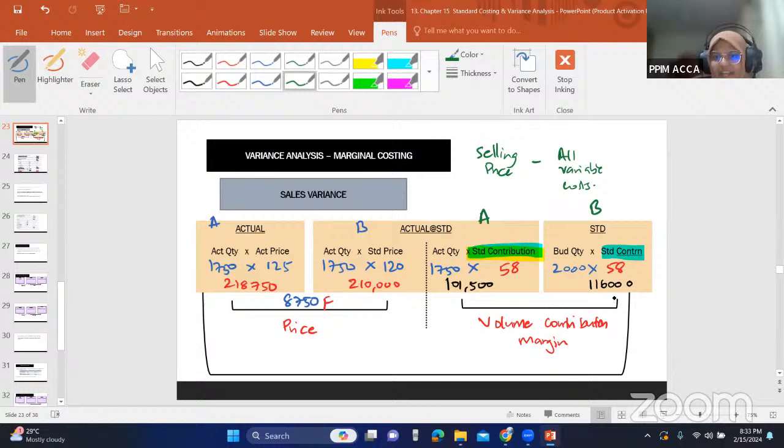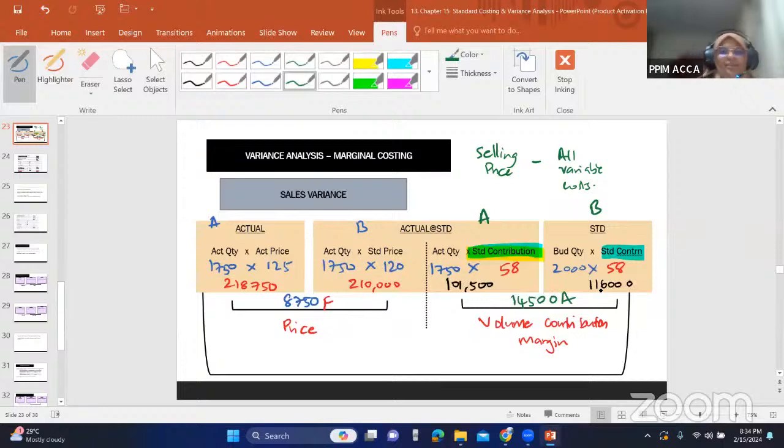According to my budget, I was supposed, sorry, let's first get the difference. 101,500 minus 116,000 is 14,500. Okay. I am supposed to get, according to my budget, 116,000 from my sales. But I have got less. I have got only 101,500. Getting less is a bad thing. So this is an adverse variance.